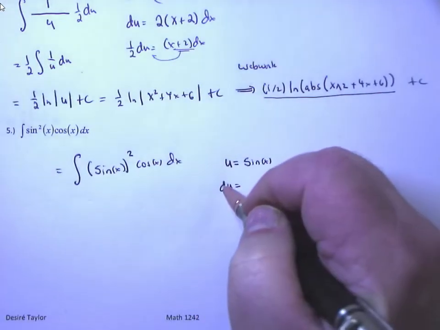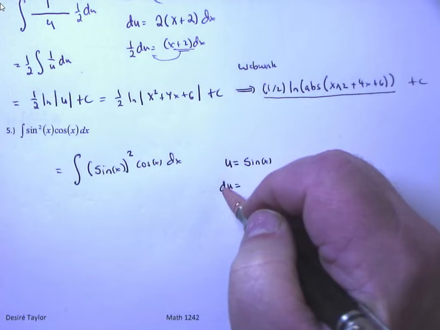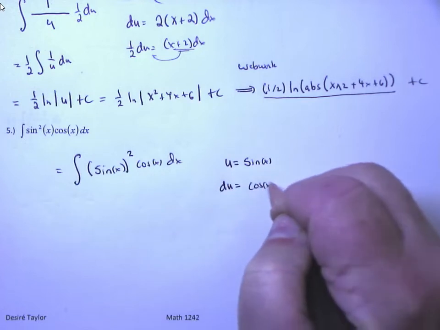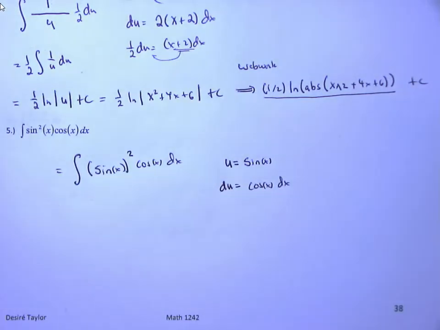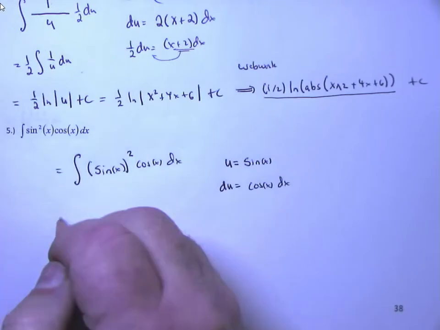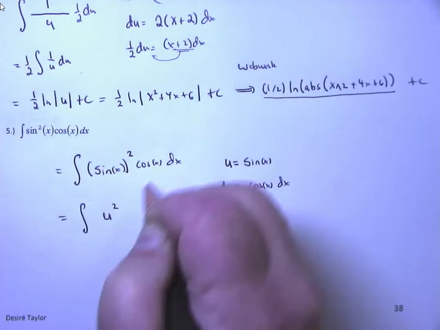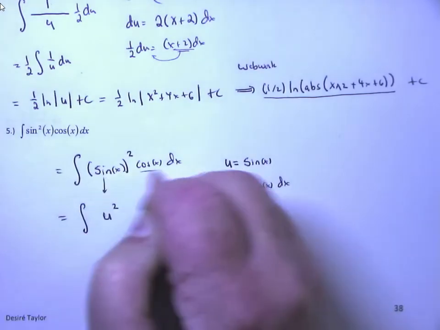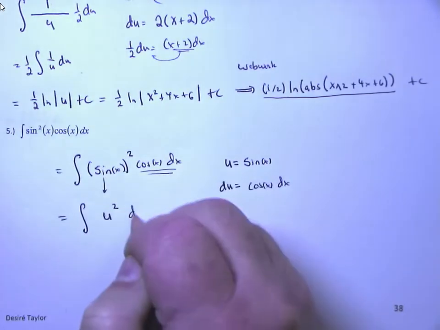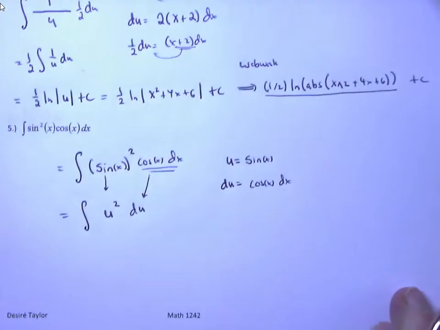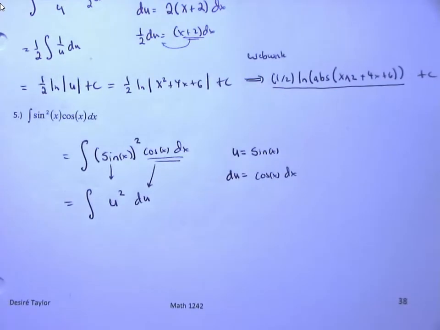Then I'm going to take du, the derivative. What's the derivative of sine of x? Calc 1 now. Derivative of sine of x. What's that? Cosine of x. Don't forget your dx. Now I'm going to substitute. This becomes the integral. This part was u squared. And the cosine of x dx is du. Direct substitution here. So this problem has just turned into a really easy problem.